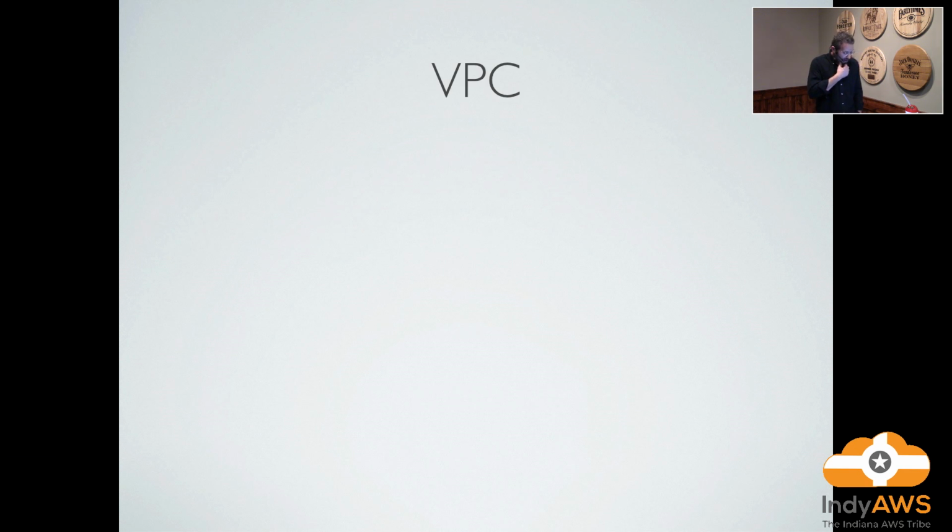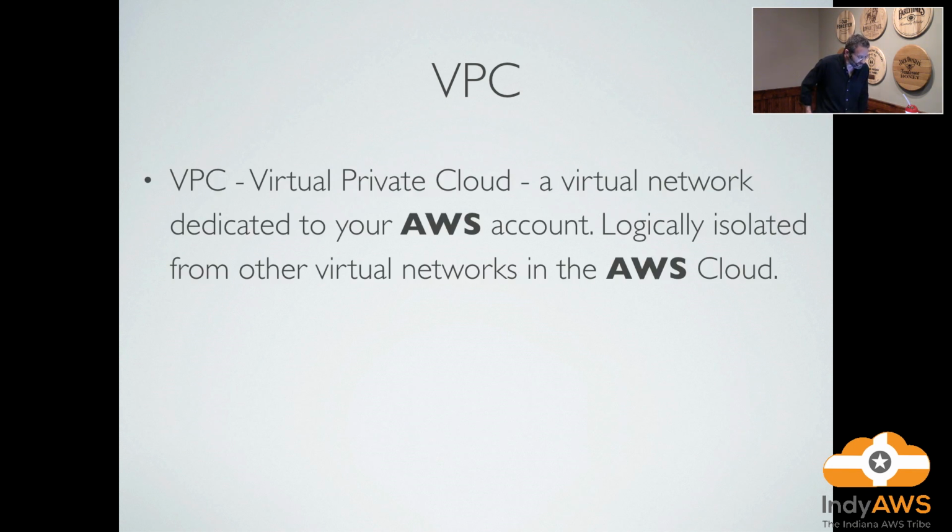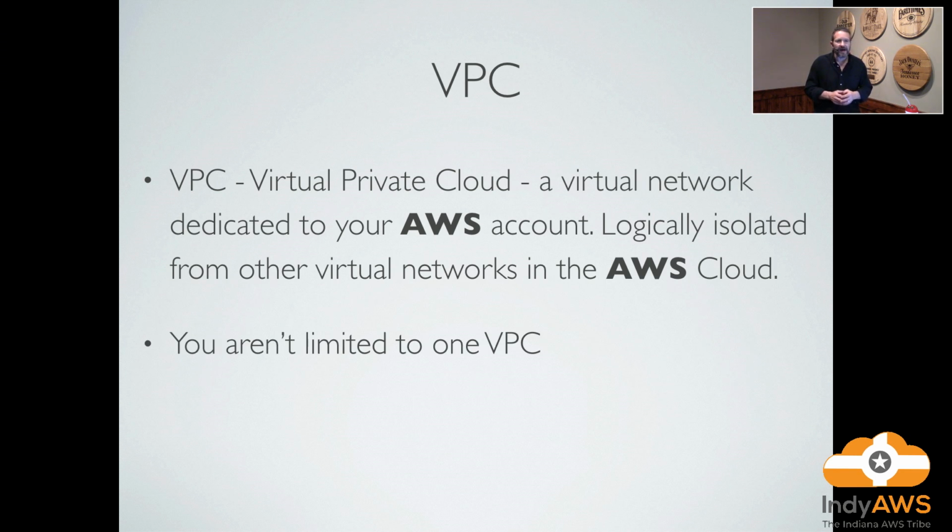All right. Your VPC. Your VPC is short for Virtual Private Cloud, and it's essentially a virtual network that's there only for your AWS account, and it segregates traffic from everything else. Now, when you start doing this, you think, well, we're a company, we have a VPC, and that's all we need. In actuality, you are not limited to one VPC. You just tend to think that you are.